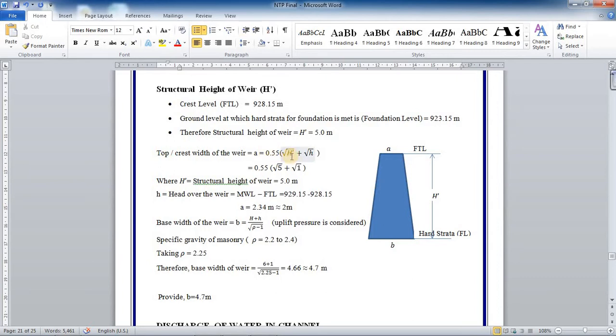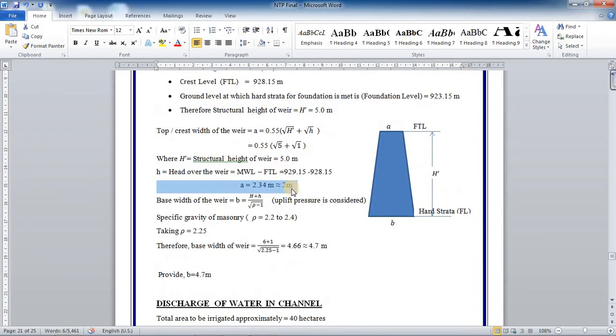Then the top or crest width of the waste weir can be calculated by this formula: 0.55 into root of h dash plus root h, where h dash is the height of the weir and small h is the head over the weir. We will have a maximum water level, and the difference between the maximum water level and FTL is equal to 1 meter. So 929.15 minus 928.15 is equal to 1 meter. Substituting that here, the value comes to 2.34. Now I'll approximately take it as 2 meters.